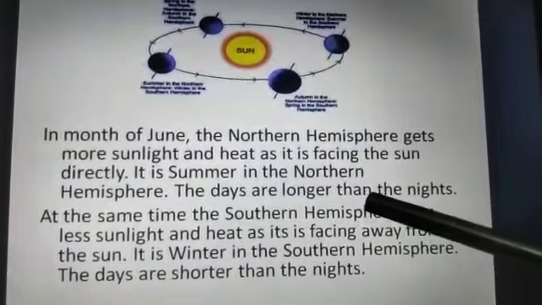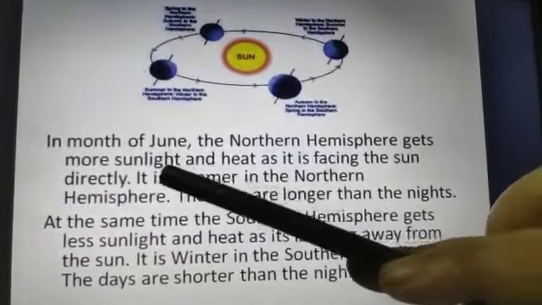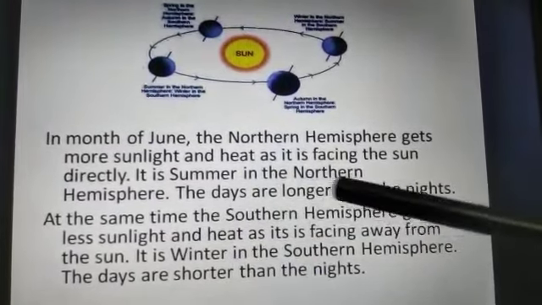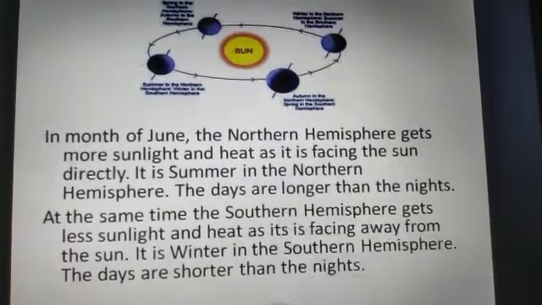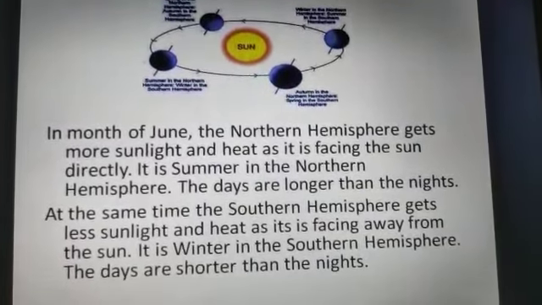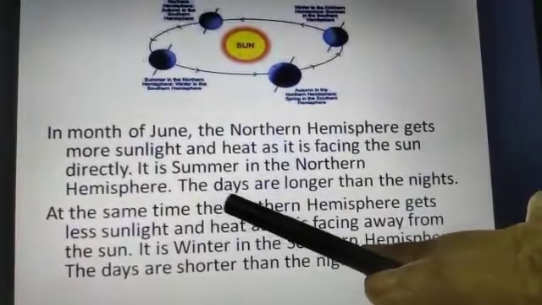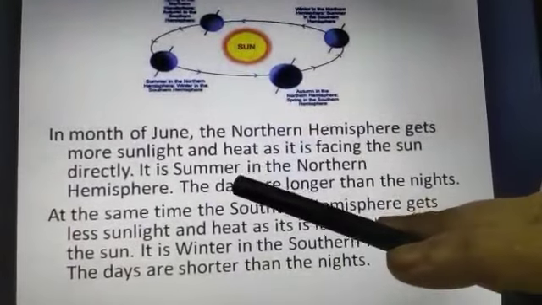The days are longer than the nights. In the month of June, once again I am telling, in the month of June, the northern hemisphere gets more sunlight and heat as it is facing the sun directly. It is summer in the northern hemisphere. The days are longer than the nights. Very important line. The days are longer than the nights in the summer season.